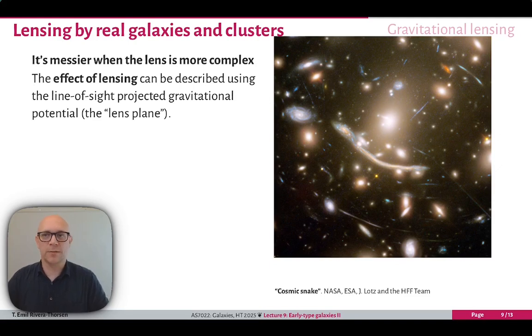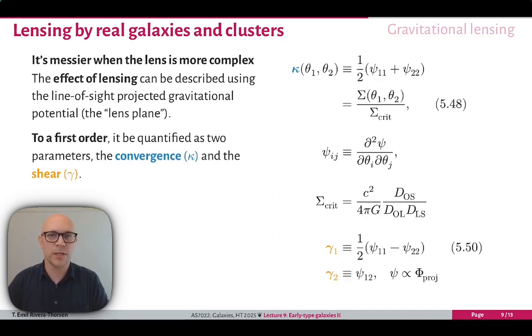The effect of lensing, because it is so messy, we cannot really describe mathematically in a perfect way. So what we usually do is that we describe it in terms of differentials, right? So in this case, we will look at what we call the convergence and the shear of this lensing potential. The effect of lensing can be described using this line of sight projected gravitational potential, and to the first order, it can be quantified into the convergence and the shear.